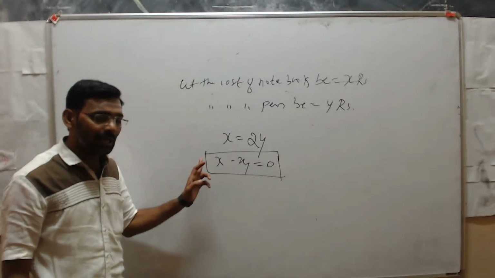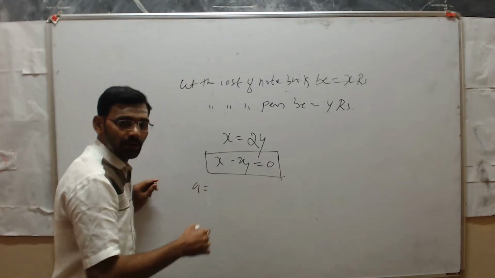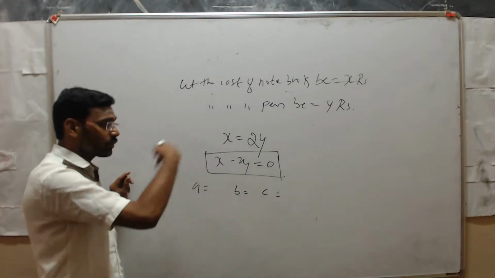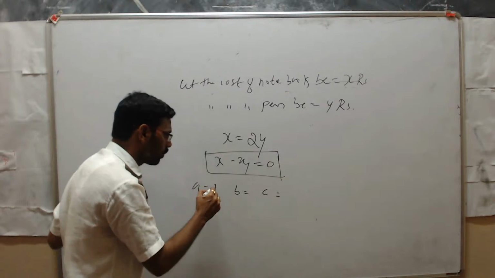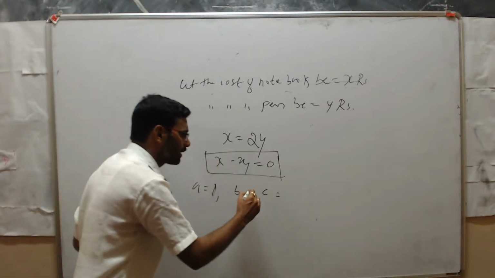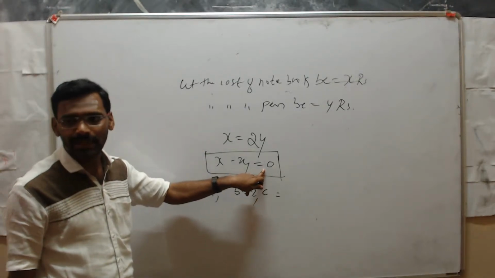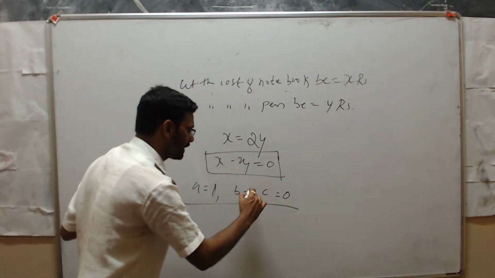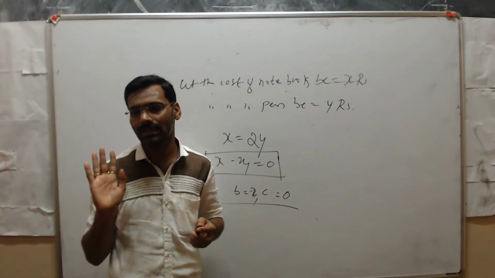Tell me anyone: the coefficient of x is a, the coefficient of y is b, the constant term is c. What is the coefficient of x? If there is no number, it means 1. Therefore a value is 1. The coefficient of y is b. What is it here? Minus 2. Therefore b value is minus 2. Is there any constant term? There is no constant term. Then c value is 0.